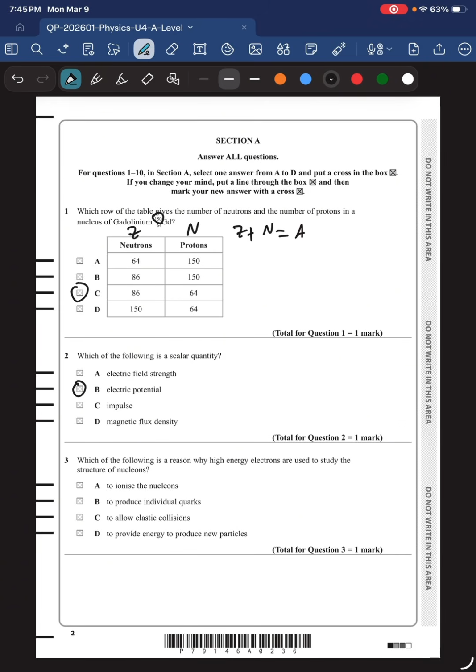C is to allow elastic collisions. Okay, it's not something important. And then D, to provide energy to produce new particles, which is the answer, right? Because if they have high energies, they can create new particles, and this is because energy and mass are equivalent according to Einstein's E equals mc squared.